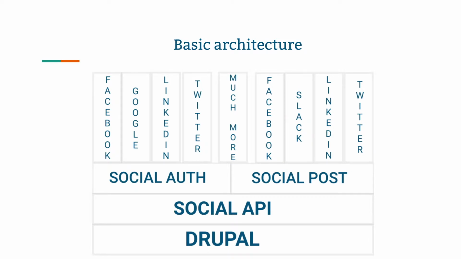Actually, this is the architecture that we have. You can imagine that each rectangle is a different module. So we have the Drupal core, and on top of the Drupal core we have the Social API. And on top of the Social API, you can have the Social Auth and/or the Social Post. They're completely independent, because maybe you just need to authenticate users but not post to their accounts. And on top of Social Auth, you have all these implementers, for Facebook, Google, LinkedIn, Twitter, and there are 25 or more right now. And for Social Post, we have other implementers like Twitter, LinkedIn, Slack, and Facebook. Hopefully, we're going to have more in the future.